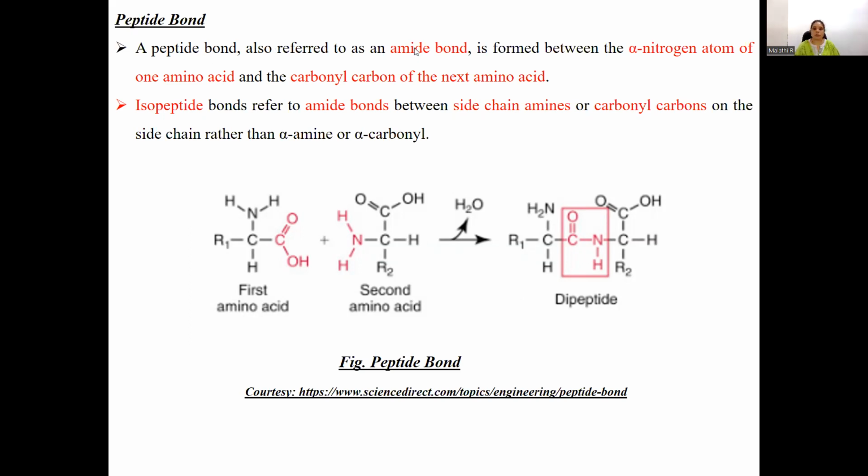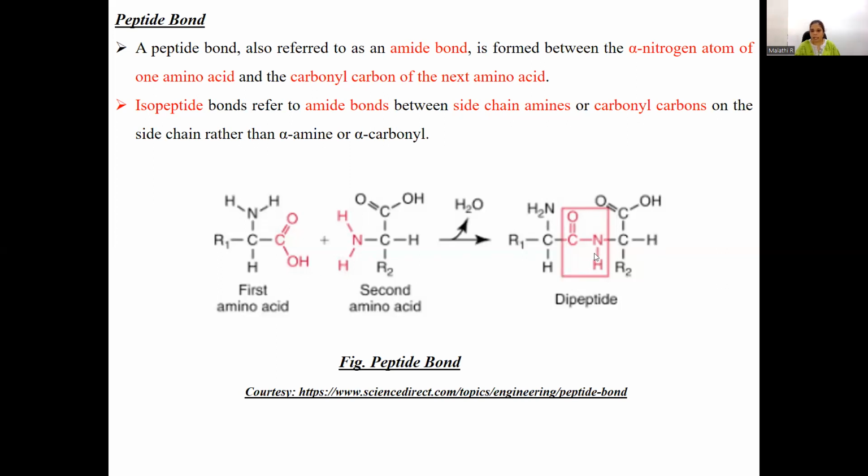A peptide bond is also called an amide bond. It is formed between the alpha nitrogen atom of one amino acid and the carbonyl carbon of the next amino acid. In the first amino acid, the COOH group will be involved, and in the second or subsequent amino acid, the NH2 group will be involved. The COOH group and NH2 group will combine and a water molecule, H2O, will be released. So you can see two hydrogens and an oxygen are released.